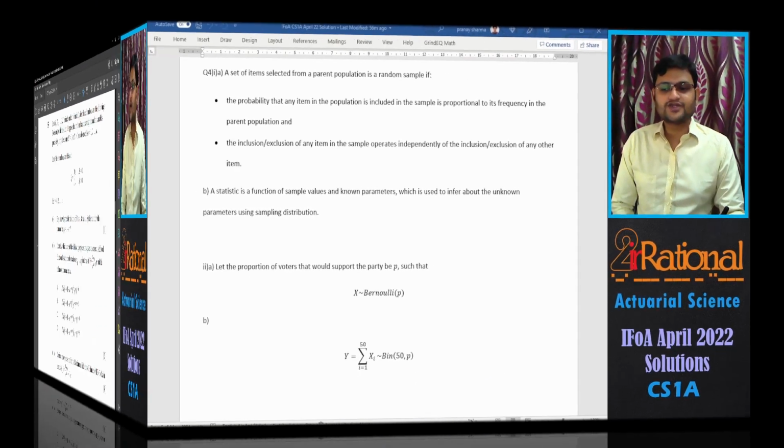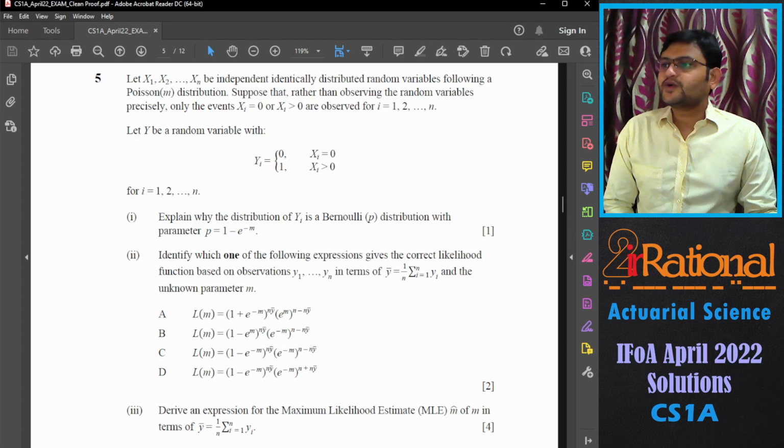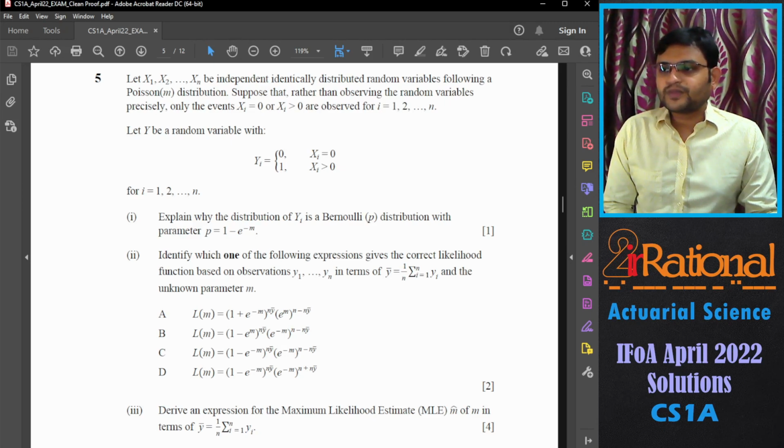Let's see the next question. Question number 5. Let x1 to xn be independent, identically distributed random variables following a Poisson(m) distribution. Suppose that rather than observing the random variable precisely, only the events x equal to 0 or x greater than 0 are observed for i equal to 1 to n. Let y be the random variable with y either being 0 or 1 when x is 0 or x is greater than 0. Explain why the distribution of yi is a Bernoulli p distribution with the parameter p equal to 1 minus e raised to minus m.